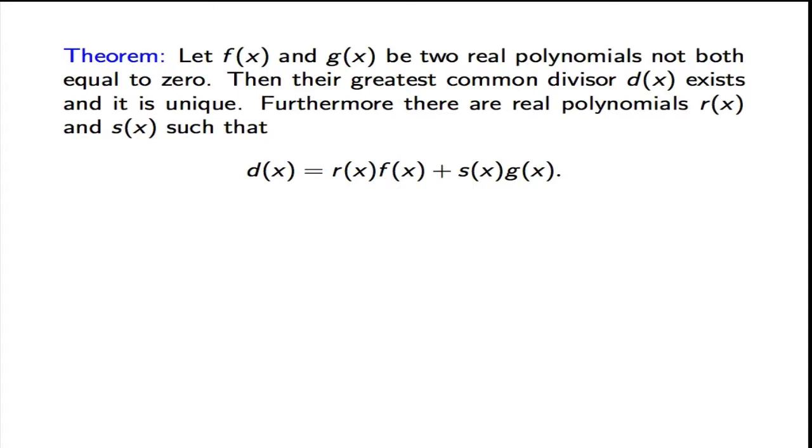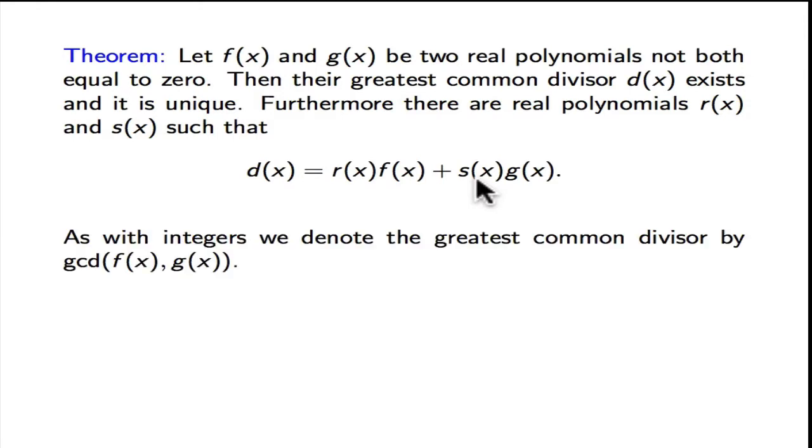This is the content of the following theorem. Suppose we have two real polynomials f(x) and g(x), not both equal to 0. Then their greatest common divisor d(x) exists and it is unique. And furthermore, we can write it as a linear combination of f(x) and g(x), meaning that we can find real polynomials r(x) and s(x), such that d(x) is equal to r(x) times f(x) plus s(x) times g(x). And of course, as is the case of integers, we denote the greatest common divisor by GCD of f(x), g(x).